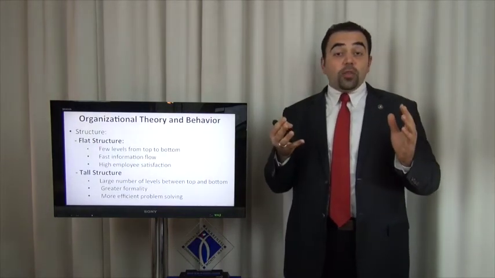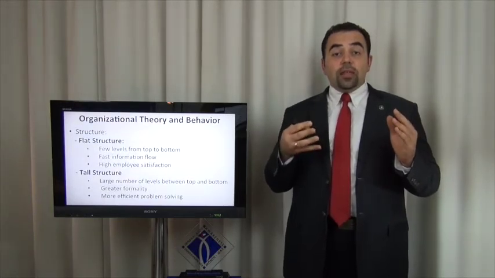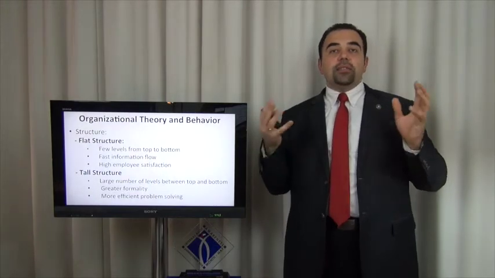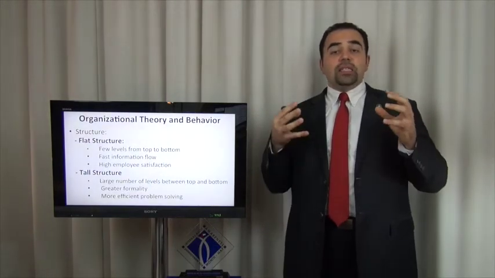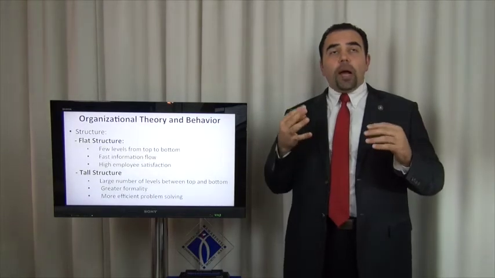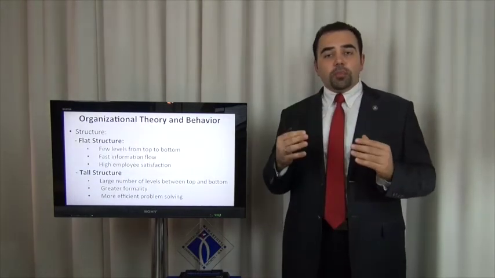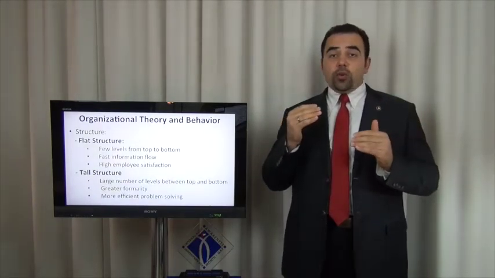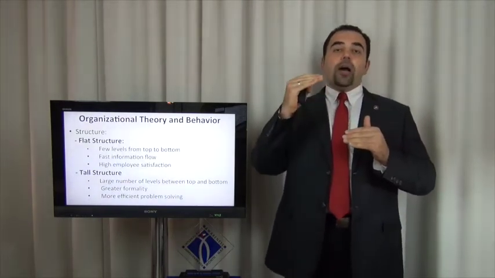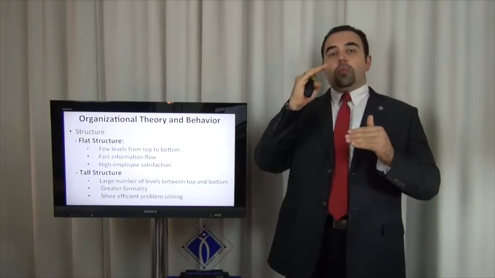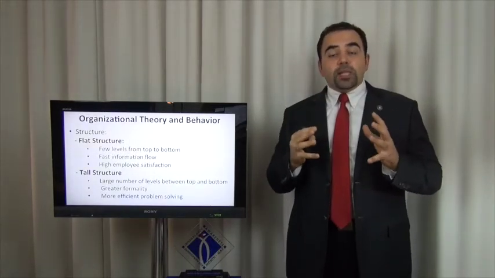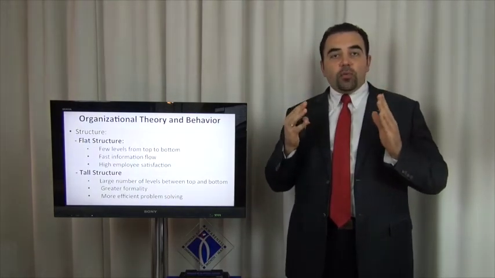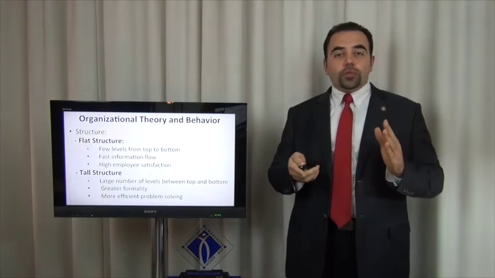However, in that kind of organization, flat structure, the problem solving is not as fast as in tall structure. So what is tall structure? It's a large number of levels between top and bottom. So there are so many levels between top and bottom. Now, usually they have more formality because everything is going to go up level after level until it reaches the top management. Top management will take it down, but more effective problem solving because that's it, it's done. Management will decide exactly what action needs to be done and it will carry forward.